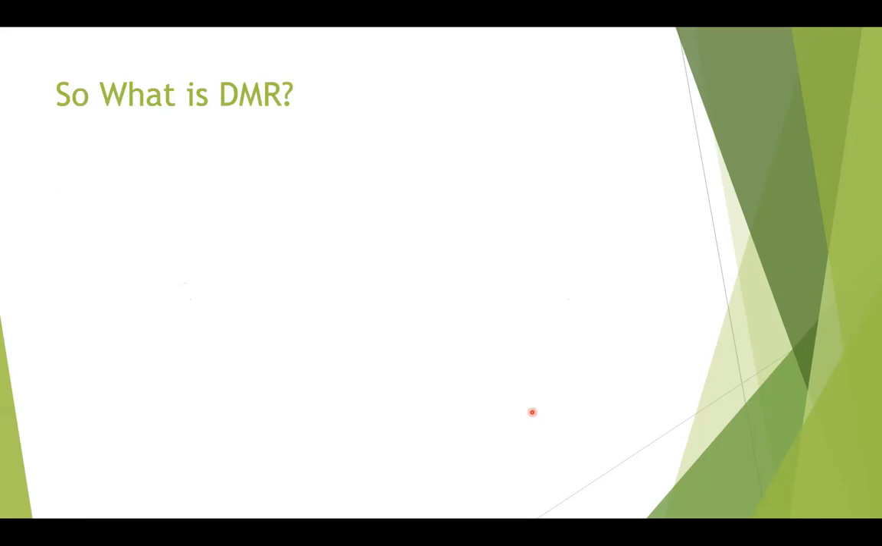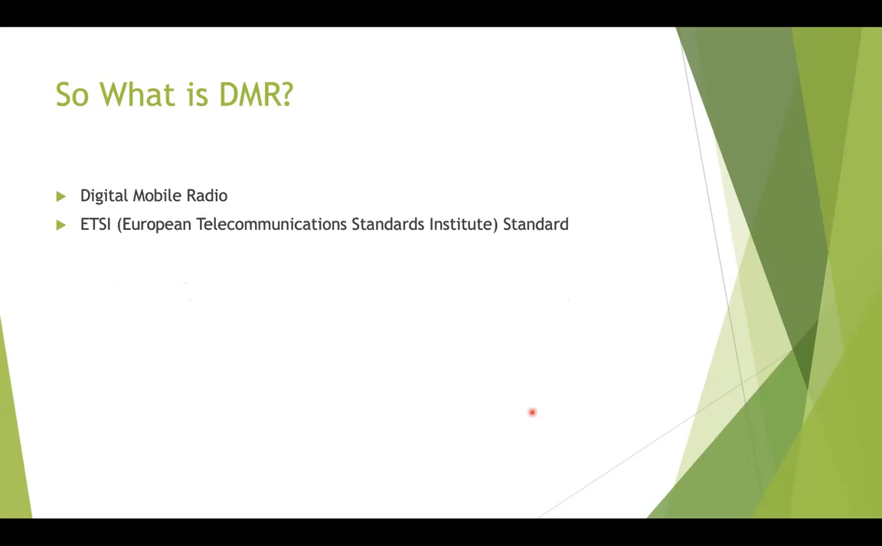All right, so what's DMR? DMR is Digital Mobile Radio. That's what it stands for. It's an ETSI, or European Telecommunications Standards Institute, standard. This is a published standard, so anybody can build something according to this standard and it will be compatible.